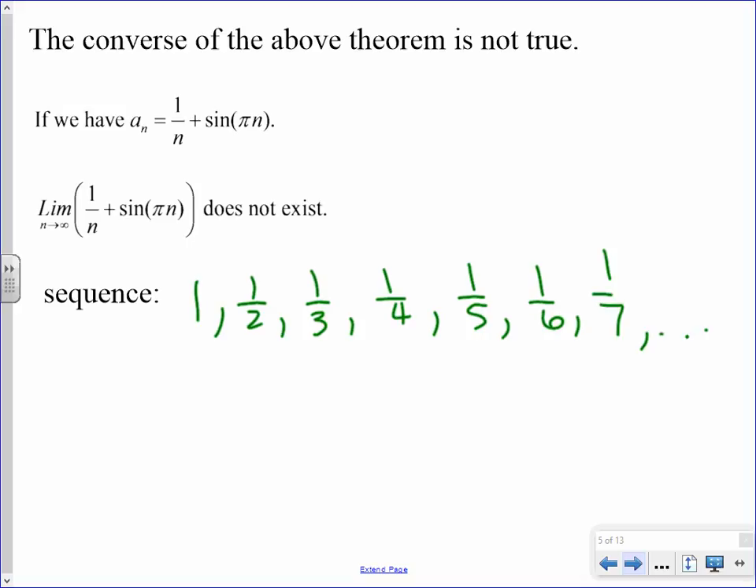What's that going to get closer and closer to? 0. This is going to converge to 0, but the limit doesn't exist. So going backwards is not true. Okay? Not really something that we have to worry too much about.